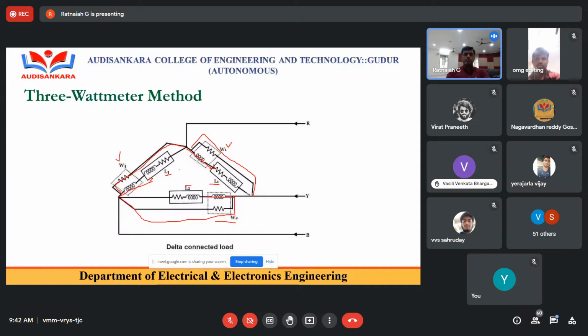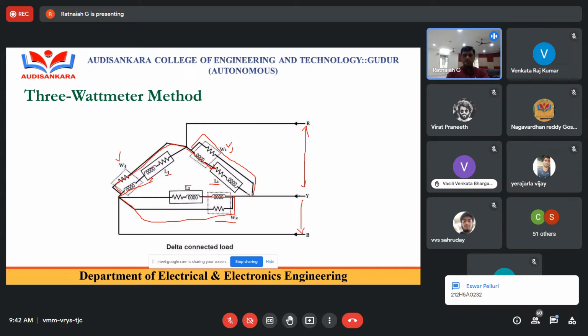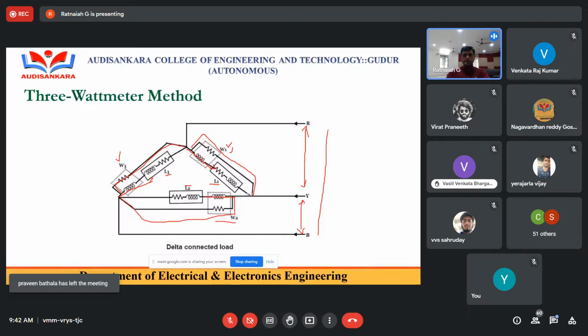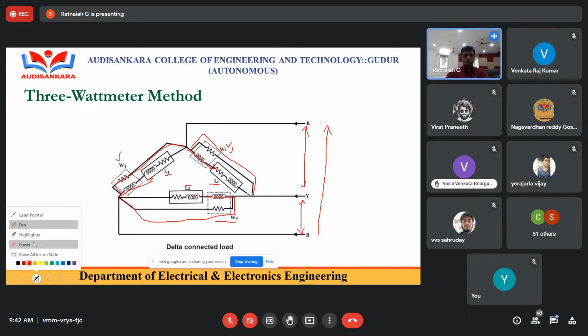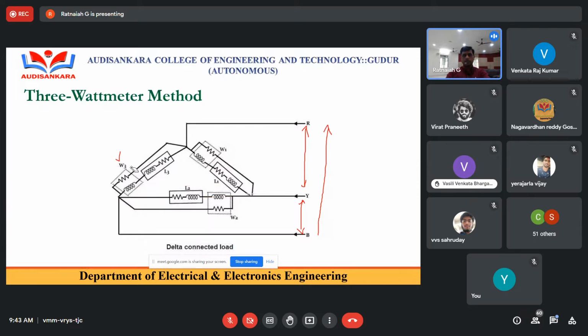Now, W1 is connected between the terminals R and Y, the next wattmeter is connected between the terminals Y and B, and the third wattmeter is always connected between B and R, so I am going to follow the sequence RY, YB, BR. So for the first wattmeter, what are the voltage and the currents which are flowing?